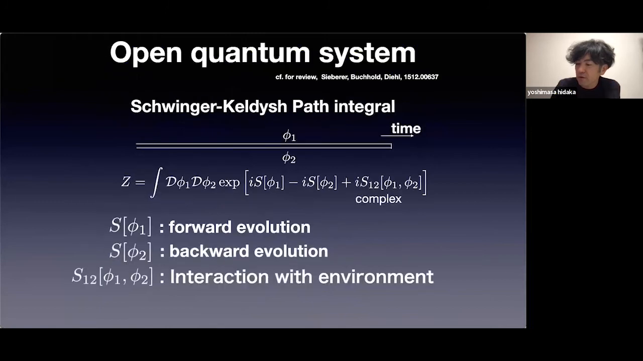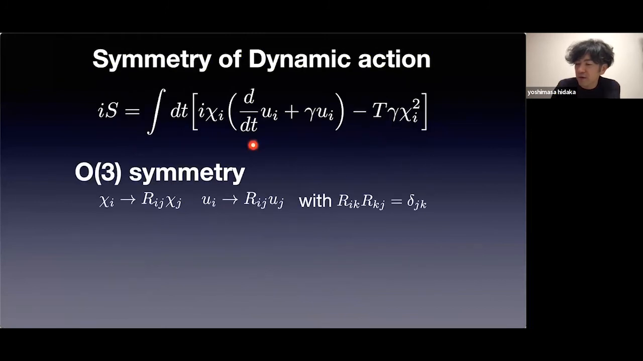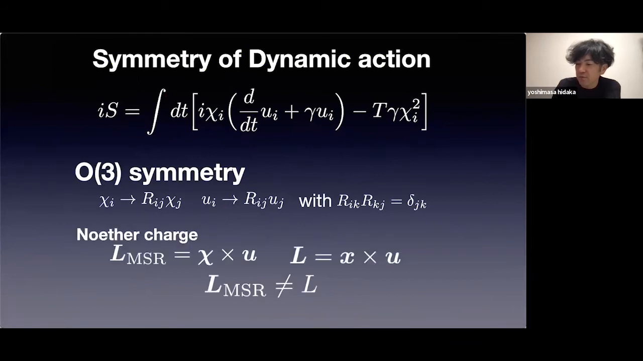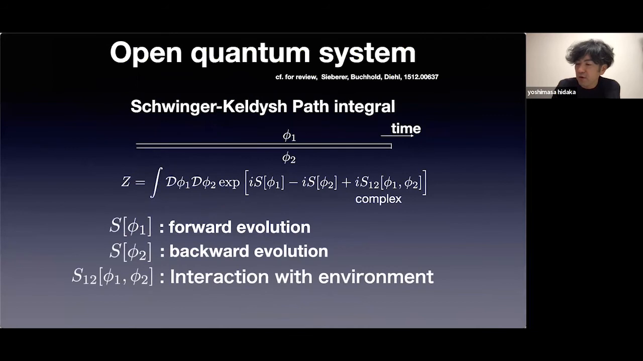So this system is actually the classical system. So you can generalize this system to the open quantum system. So in the open quantum systems, we have the path integral formalism. That is called the Schwinger-Keldysh path integral.